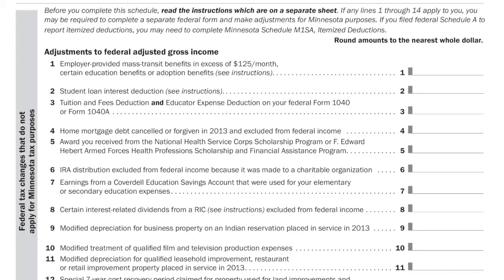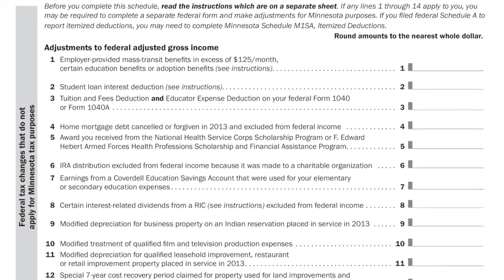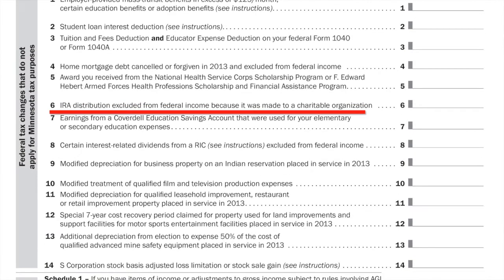So again, when calculating the Minnesota credits that are based on household income, such as the Dependent Care Credit, the Education Credit, and the Homestead Credit Refund and Renters Property Tax Refund, this income must be added back when calculating the household income.